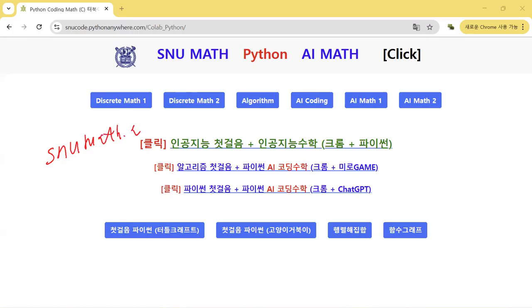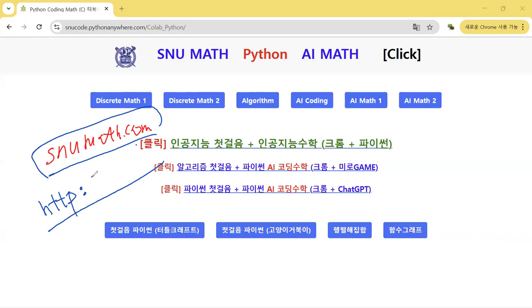But this is not a real address. This is a kind of short, abbreviated address. The real address is what you get when you hit this one, so you must use HTTP rather than HTTPS. So this is HTTP snoomath.com.